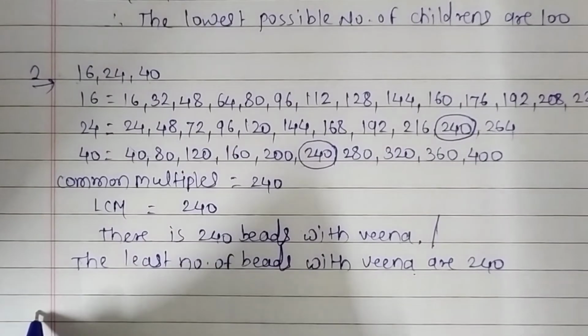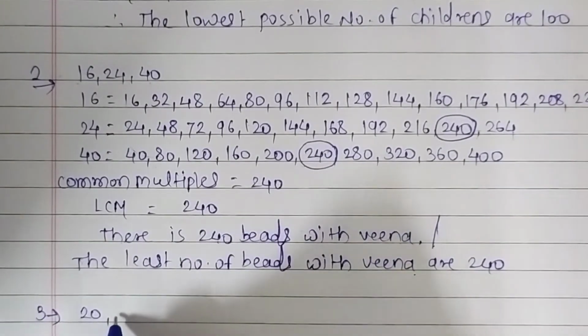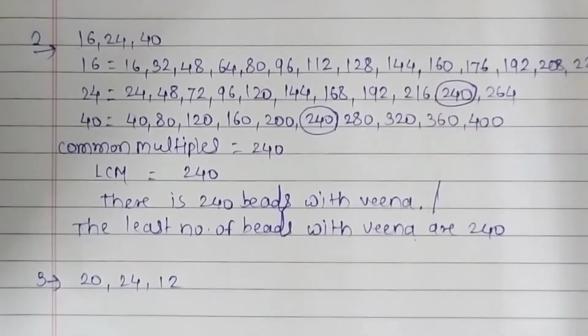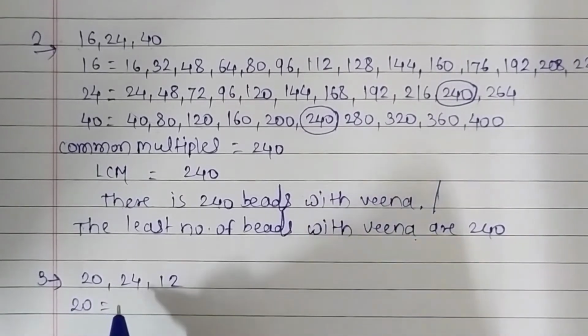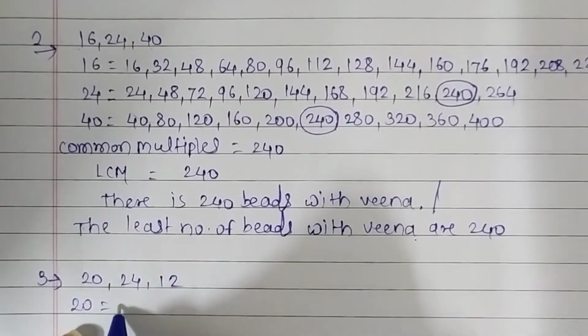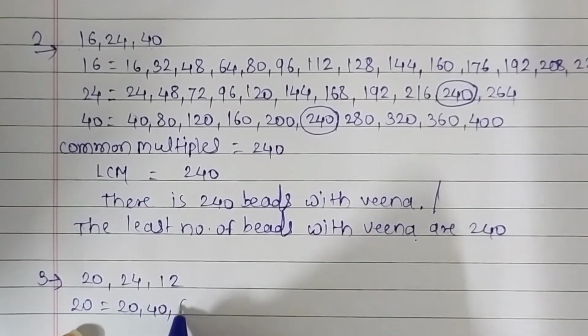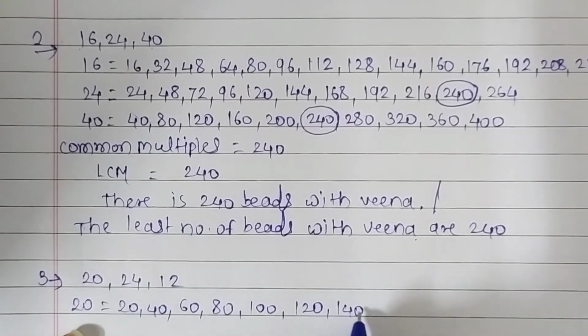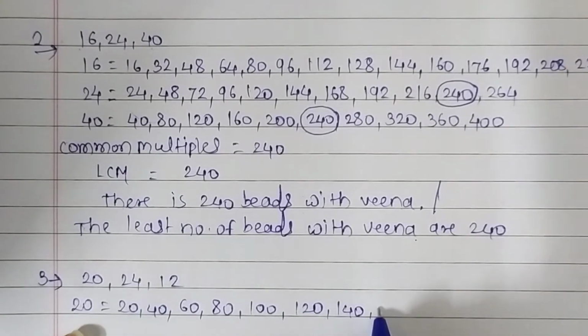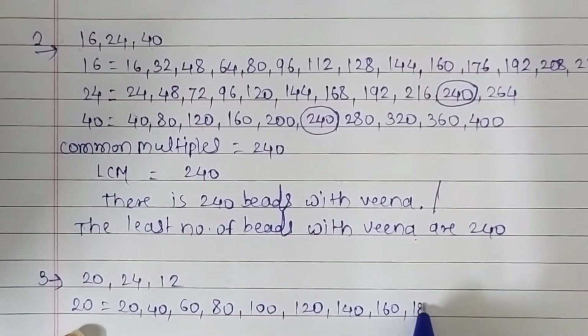Question number 3's answer is, we are going to write here the table of 20, 24 and 12, and then we have to find out the LCM of these numbers. So let's write the tables first here. 2 ones are 20, 2 twos are 40, 2 threes are 60, 2 fours are 80, 2 fives are 100, 2 sixes are 120, 2 sevens are 140, 2 eights are 160, 2 nines are 180, 2 tens are 200.